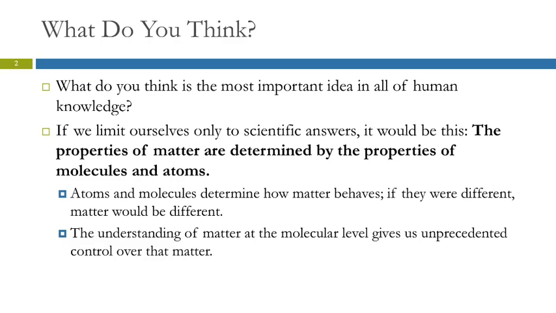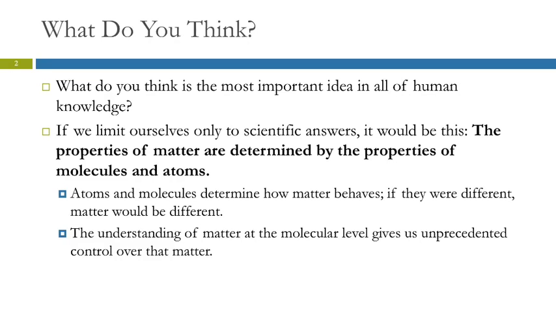Well, if we just think about scientific answers, and since we're in chemistry class, you might expect that it might be this: the properties of matter are determined by the properties of molecules and atoms. So the properties of the bench top that you're leaning your elbows on, it's glossy and hard and black, and it's a solid. Those properties are because of the properties of the individual atoms and molecules that make it up. If those particles were different, the desktop would be different. It might be a liquid. It might be bright green.